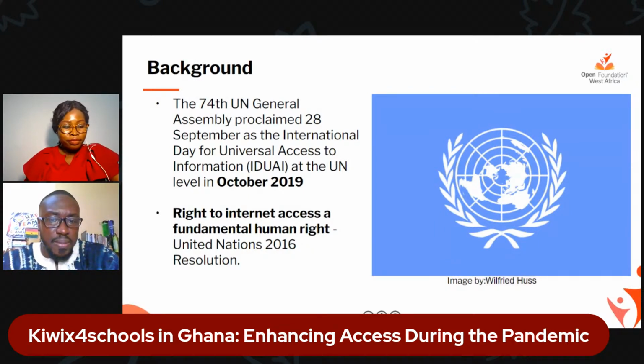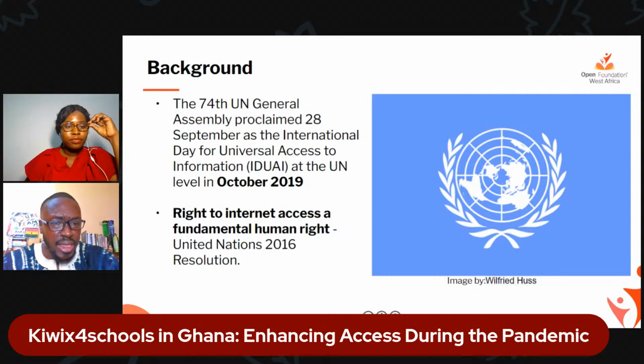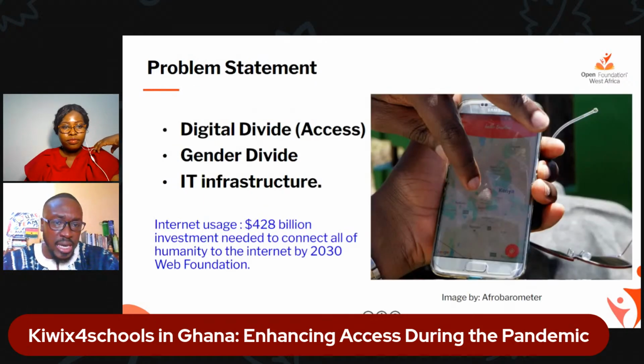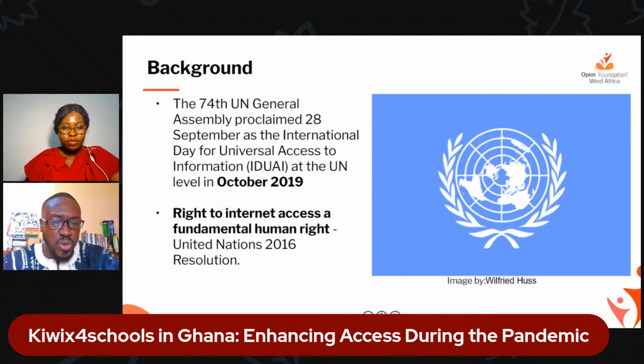the background to the whole presentation is just for us to understand that during the 74th UN General Assembly, 28th September was declared as the International Day for Universal Access to Information at the United Nations. That was in October 2019. Now, this tells us that access to information was very important and is relevant in the 21st century. And then fast forward to 2016, internet also was declared as a fundamental human right.